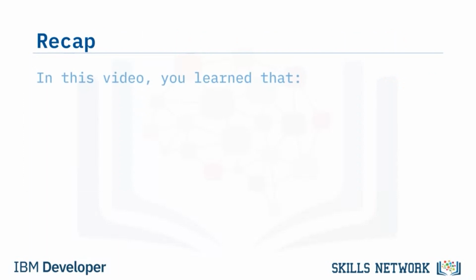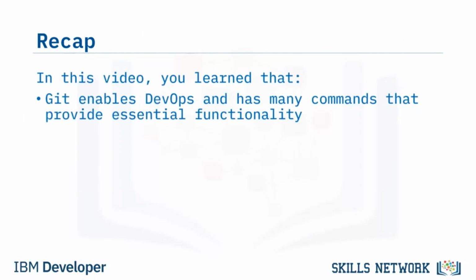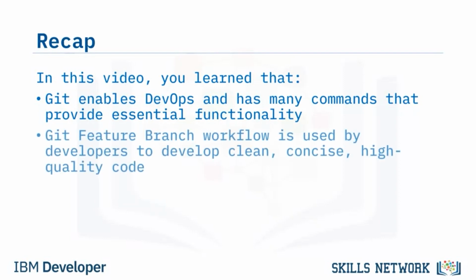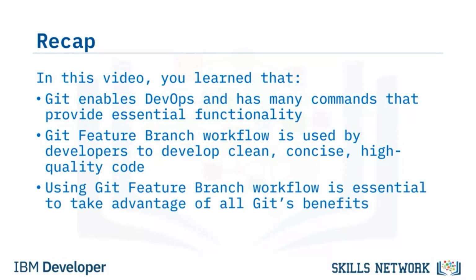In this video, you learn that Git is an essential tool that enables DevOps and has many commands that provide essential functionality. The Git feature branch workflow is a process that many developers use in their job to develop clean, concise, and high-quality code. And that as a developer, using Git feature branch workflow is essential if you want to take advantage of all the benefits Git can provide.